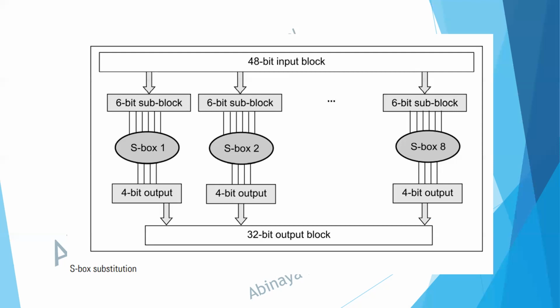Next is P-box permutation. The output of the S-box consists of 32 bits. These 32 bits are permuted using a P-box. This straightforward permutation mechanism involves simple permutation. So this is called the P-box permutation. After P-box permutation, what will happen? We have XOR and swap.